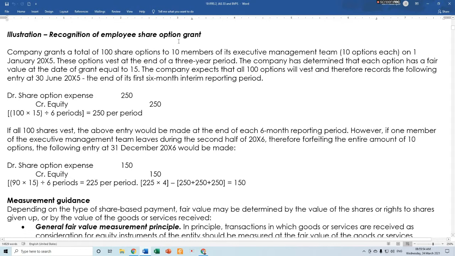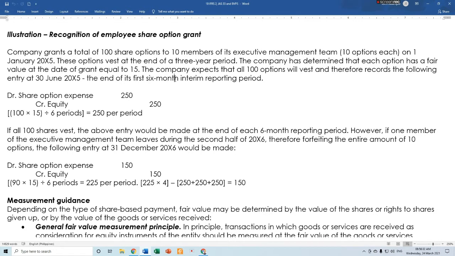So, let us have yung share option muna. Share option grant. Okay? So, example, company grants a total of 100 share options to 10 members of its executive management team on January 1, 20x5. These options vest at the end of a 3-year period. The company has determined that each option has a fair value at the date of grant equal to 15. The company expects that all 100 options will vest and therefore records the following entry at June 30, 20x5.